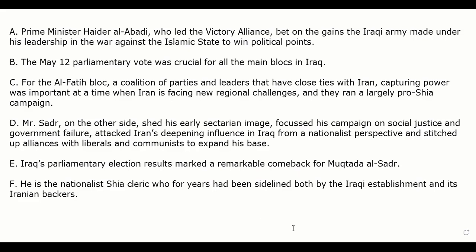Devendra says F can't be first. So Devendra, explain me why. Because first you cannot use "he" as a pronoun, we cannot know who "he" is. We don't know whom we are talking about, right? So F cannot be the first one. Very good, Devendra.